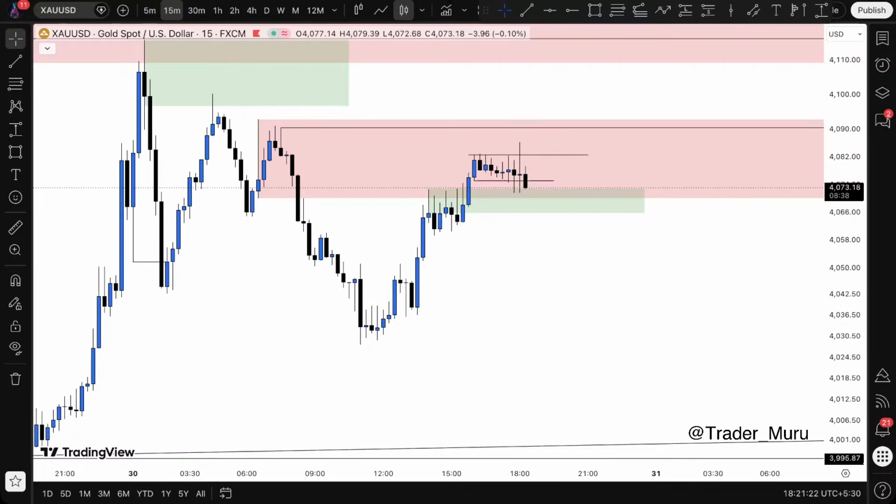Price is still ranging, perhaps a drop from 4110 to 4115. Area liquidity search. Yes, price is still ranging.